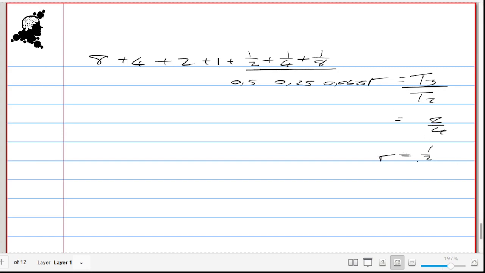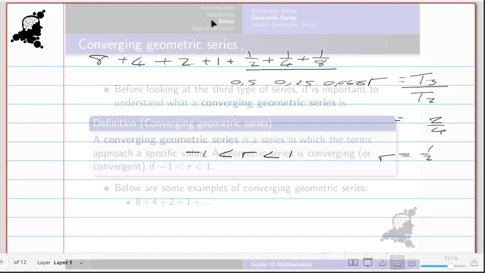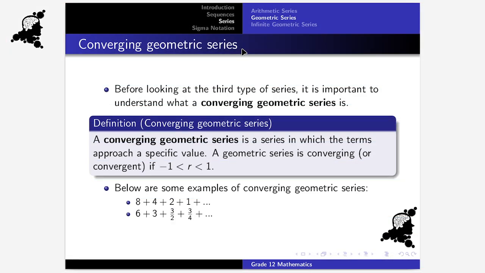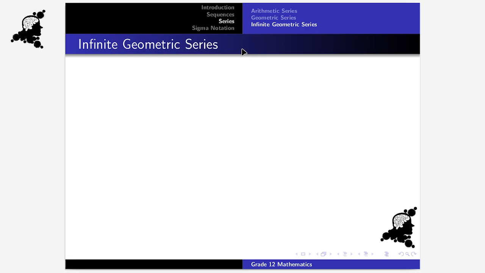Notice that the value of r is 1 over 2. The value of r is between -1 and 1. Hence, we can say that the sequence is converging. We say this is a convergent sequence. I hope that makes sense. Here's another example of a converging series. So now, why do we need to know about a converging series?